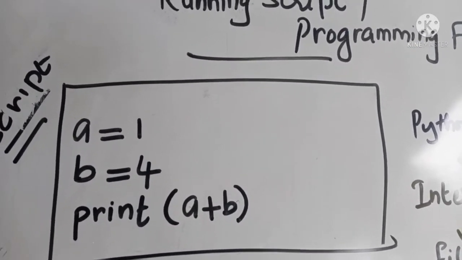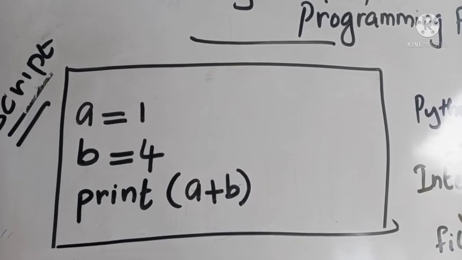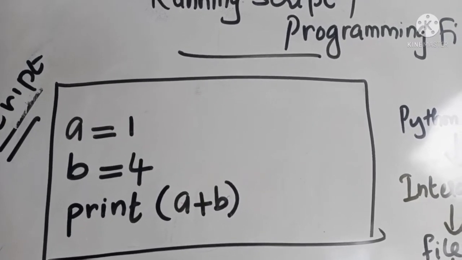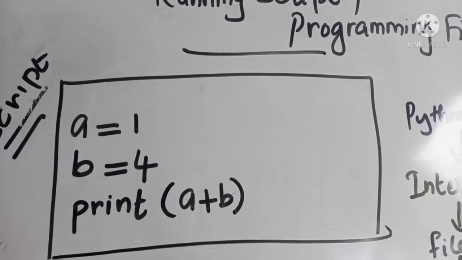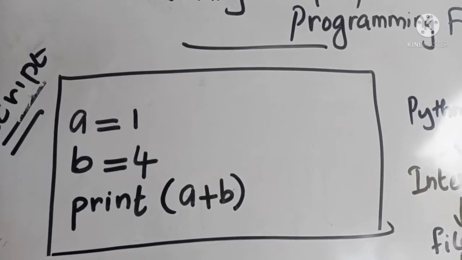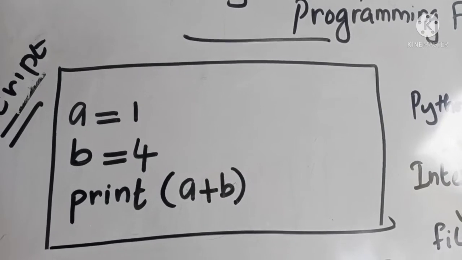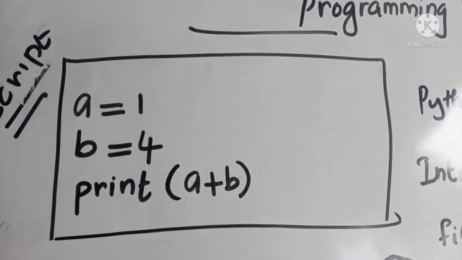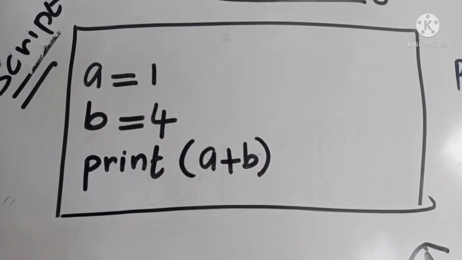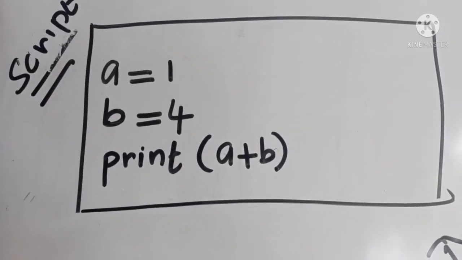The next line is print of a plus b. The print function is familiar to you, right? What is the use of the print function? The print function lets you see the output on the screen. Whatever you give inside the brackets will be displayed on your output screen. So here I am giving print of a plus b. The values of a and b will be added, and the result, 5, will be printed on your screen. That means when you run the program, you can see only one value, that is 5, right?